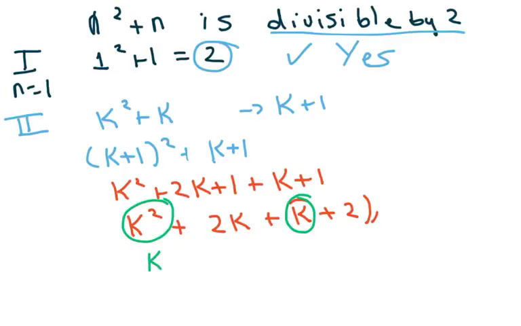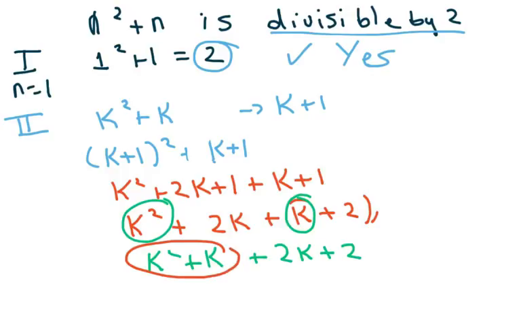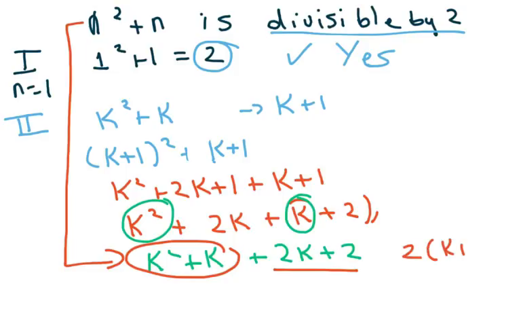So that's going to be k squared plus k plus 2k plus 2. Now, we already know that this is divisible by 2 because we already checked it here when we checked for condition 1. Is this divisible by 2? Yes, this is divisible by 2 because I can factor out a 2 and I get k plus 1.